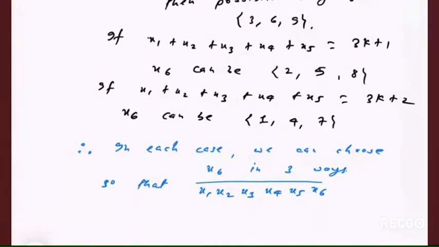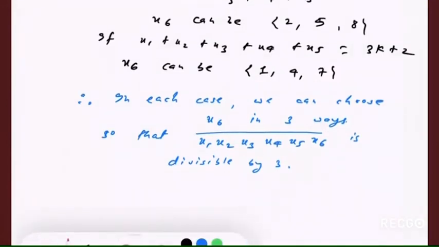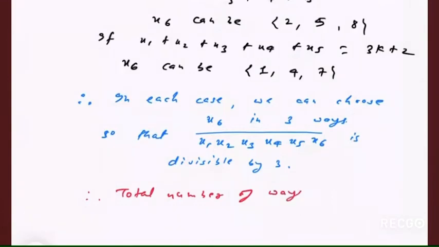such 6 digit numbers x1, x2, x3, x4, x5, x6 bar, such that these are divisible by 3, is equal to 9 into 9 into 9 into 9 into 9 into, the last place can be filled in 3 ways, so 9 to the power 5 into 3. So yes, the answer is written on the screen. Total number of ways is equal to 9 into 9 into 9 into 9 into 9 into 3.